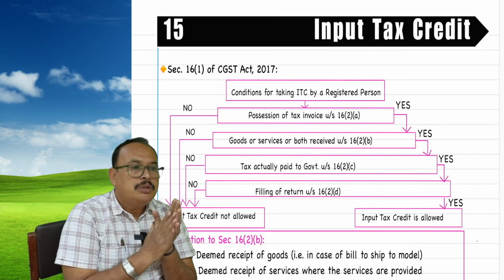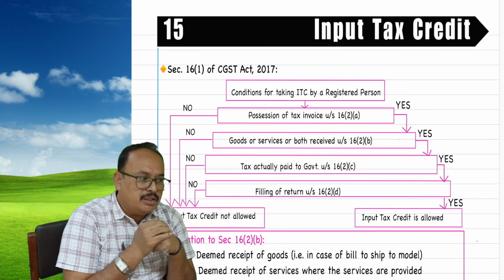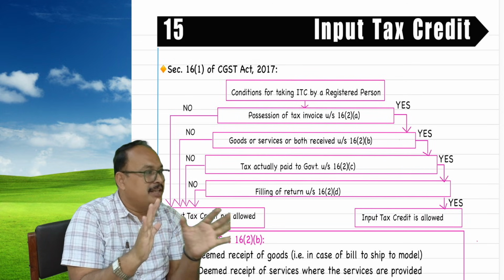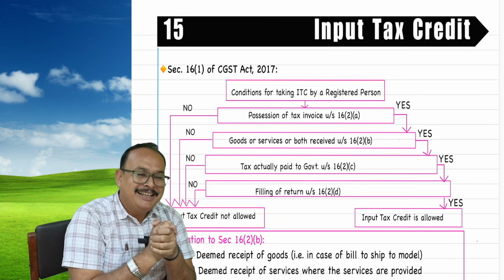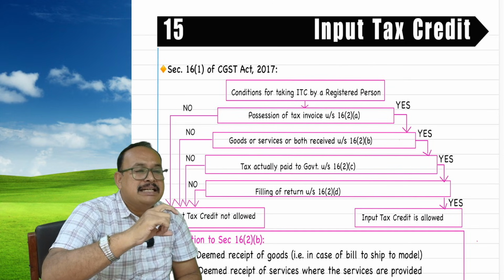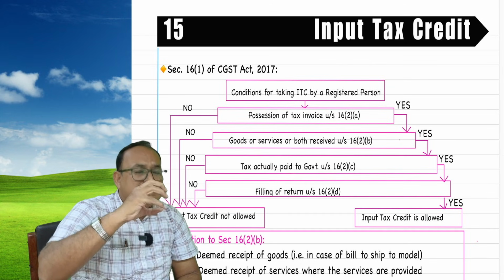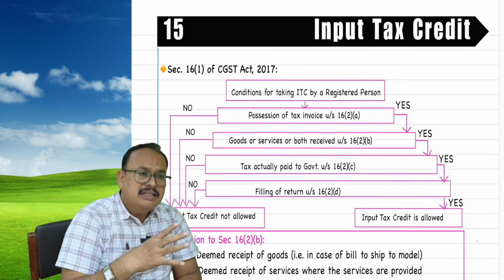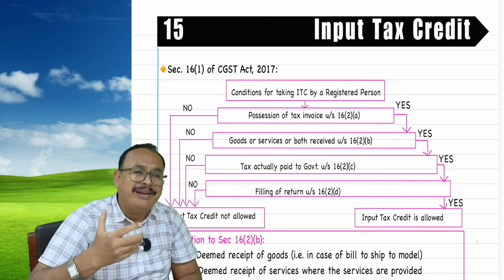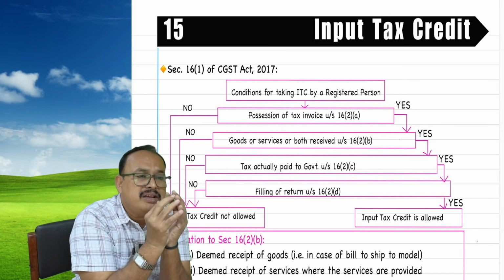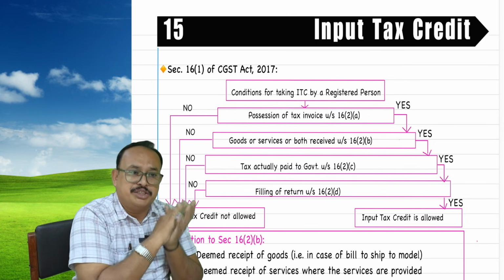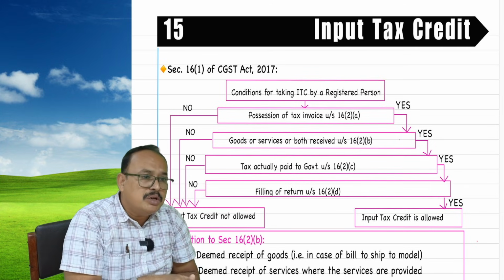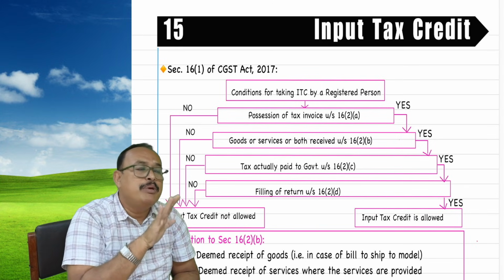Refer now to input tax credit, chapter marathon. Super revision is to come. Sections 16, 17, 18, 19, 20, 21 are covered under the input tax credit chapter. Section 16 talks about the terms and conditions one should satisfy to claim input tax credit.